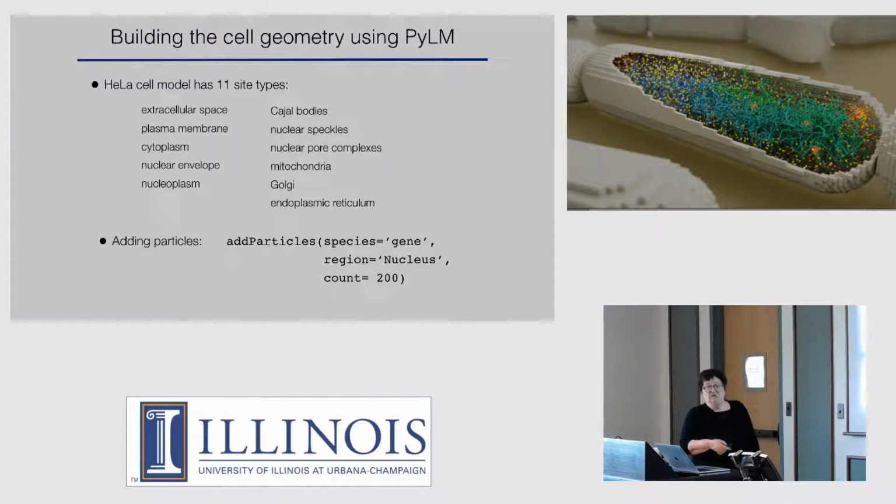And then you have to start specifying what the regions are. Like in her HeLa cell model, she has 11 sites. She has the extracellular, the plasma membrane, the cytoplasm, the inside of the nucleus. She is also looking at particular Cajal bodies and nuclear speckles because they seem to be important. And for those of you who don't know, it's rather new in the literature. They see that inside of the nucleus there can be temporary formation of organelles that don't have membranes.